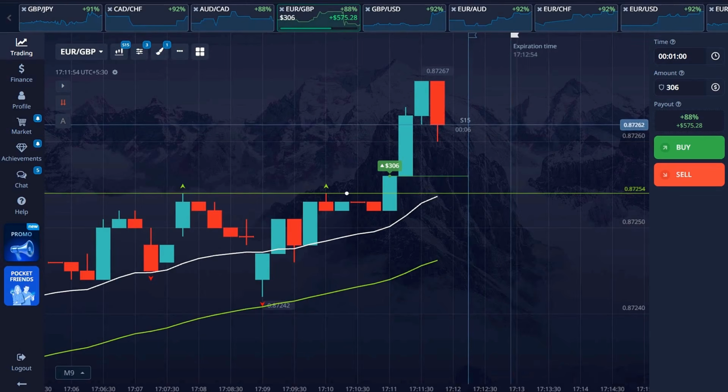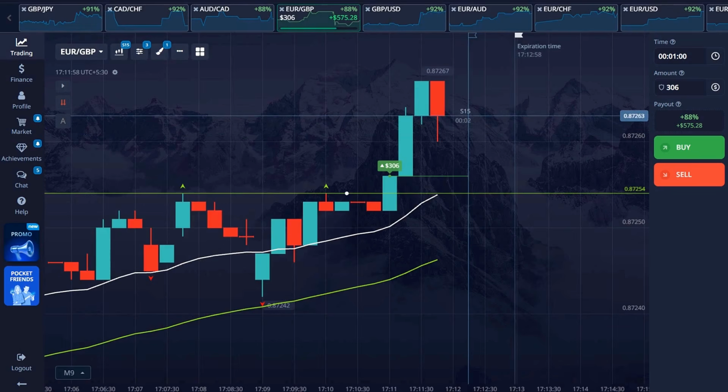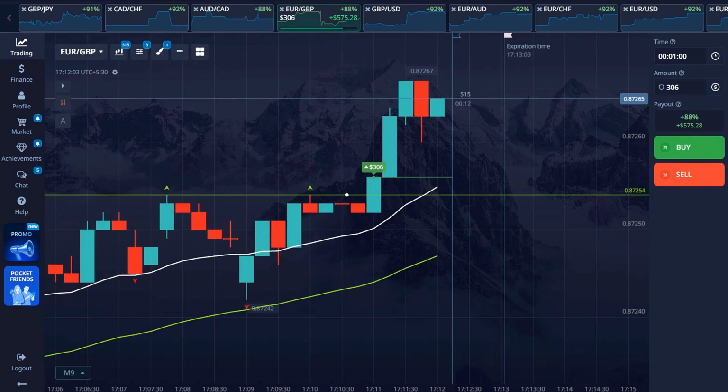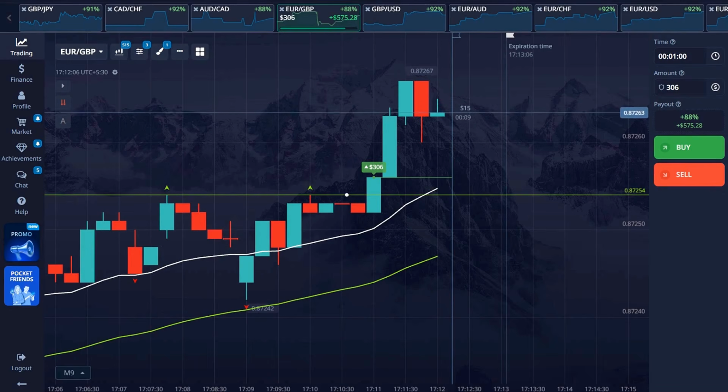Now let's look at what happens next. As the trade moves forward, price continues pushing above my entry point. This is very important. By waiting for a confirmed breakout candle, I avoided false signals. Many traders enter as soon as they see a spike, but in binary options, that can lead to quick reversals.